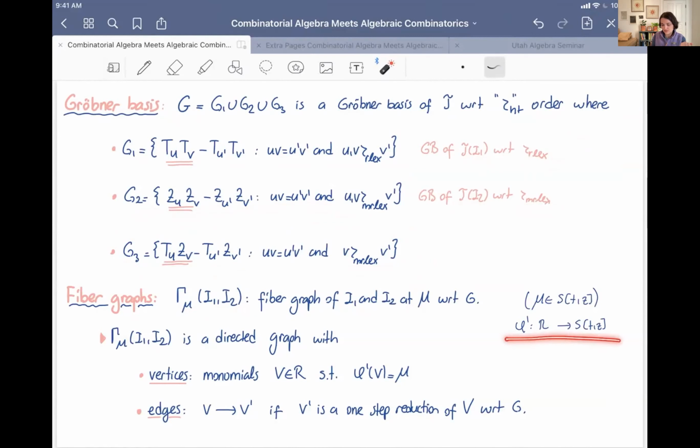If you remember, we had this toric map. We're looking at monomials in here. So we're going to have this multi-degree, and we look at the fibers of those monomials. The fiber graph is a directed graph. Vertices of this directed graph come from the fibers of the multi-degree under that toric map. And the edges are created by looking at that Gröbner basis, the collection that we had. So we're testing something about this fiber graph to check if this collection G is a Gröbner basis.